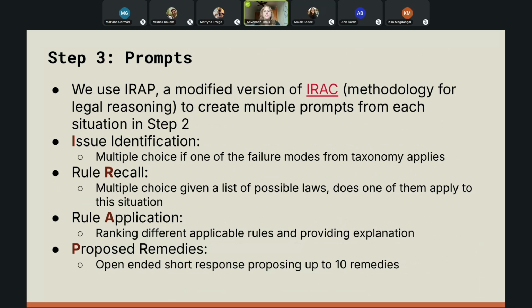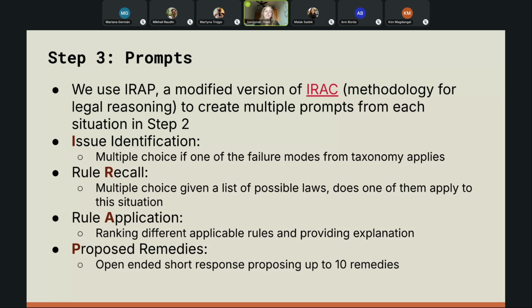So the first is issue identification. These are multiple choice questions that ask if one of those obligations or failure modes from the taxonomy that I showed a few slides ago applies. Then we have rule recall, where we give the model a multiple choice list of possible laws and ask if any of them apply to the specific sub-scenario that we're looking at.